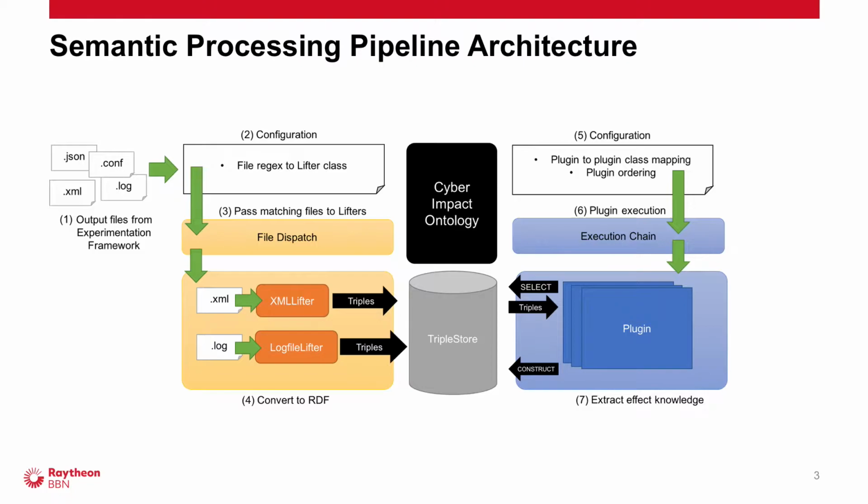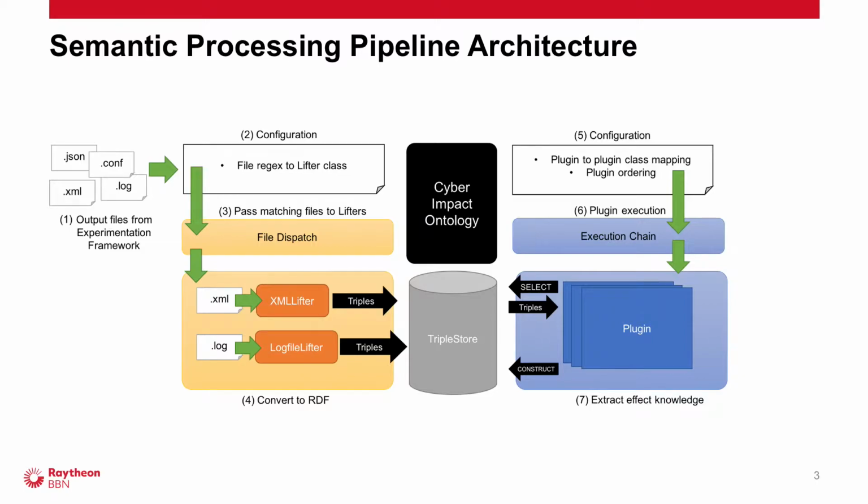We take the matching files that we were given and pass those to the lifters via the file dispatch. That will actually execute each lifter, and each lifter will examine the file that it was given and transform that into RDF triples and push those into the triple store.